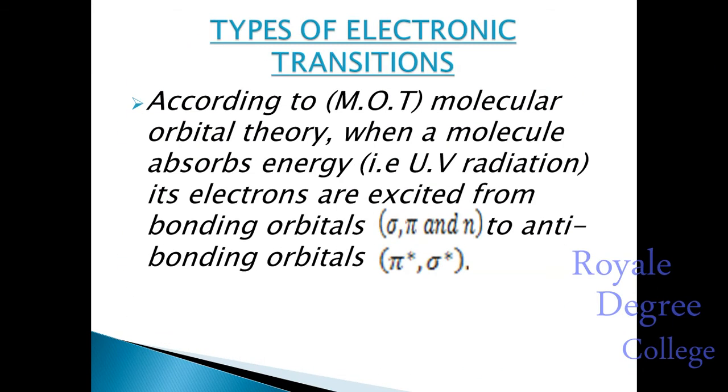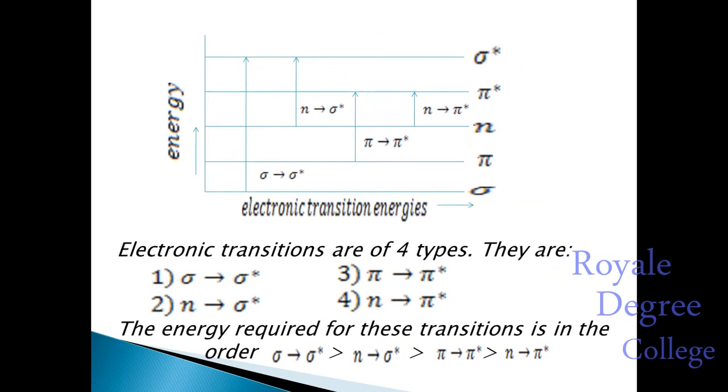Now we'll see the types of electronic transitions. According to molecular orbital theory, when a molecule absorbs energy, that is UV radiation, its electrons are excited from bonding orbitals sigma, pi and n to anti-bonding orbitals pi star, sigma star. Here you can see the graph. On the x-axis we are taking electronic transition energies, and on the y-axis energy. You can see the states sigma, pi, n, pi star, sigma star.